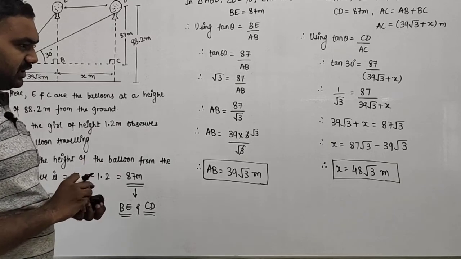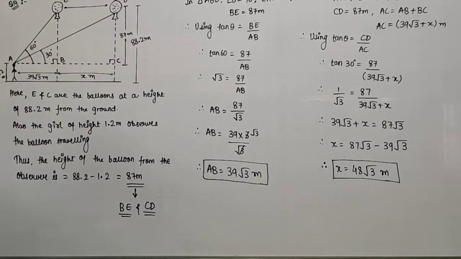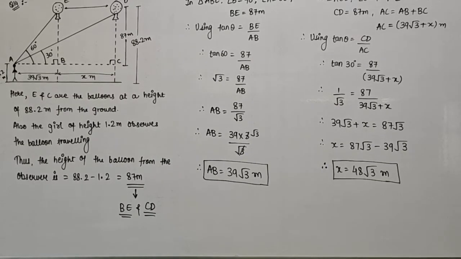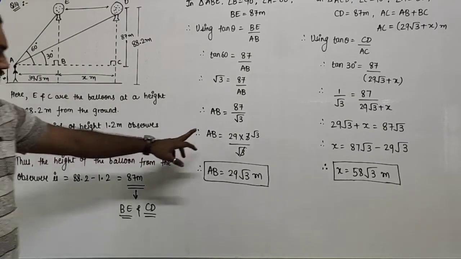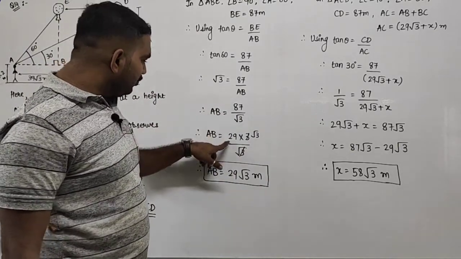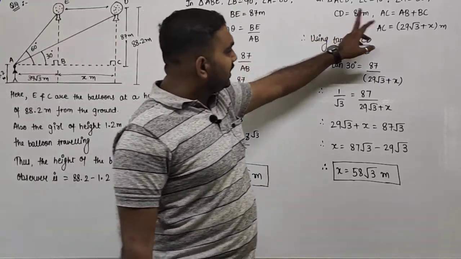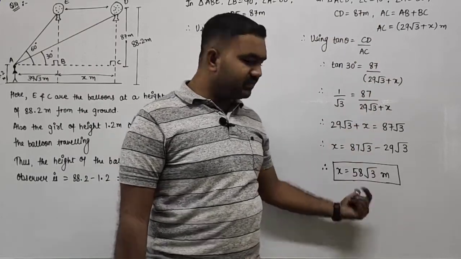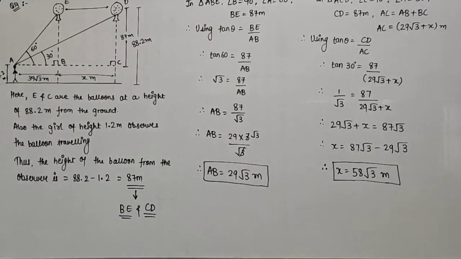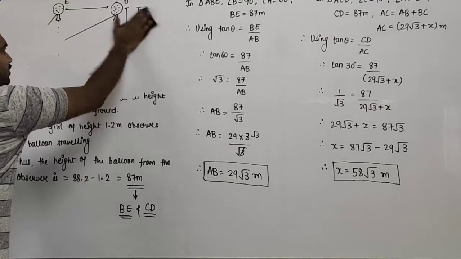So that is the answer, 48√3. Okay, so this was the correction that I made here. I wrote here 39 multiplied by √3 upon 3. Here it is not 39, here it is 29. So that is the correction made everywhere, 29, 29, 29. And here 87 minus 29 is 58 multiplied by √3 meters. So that is the final and correct answer to the question. The distance travelled by the balloon is 58√3 meters.